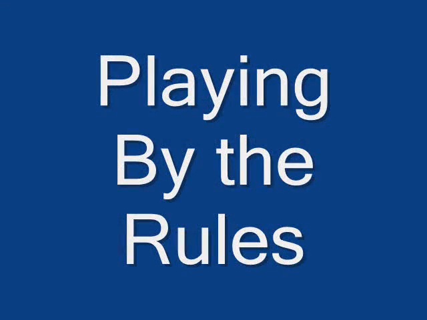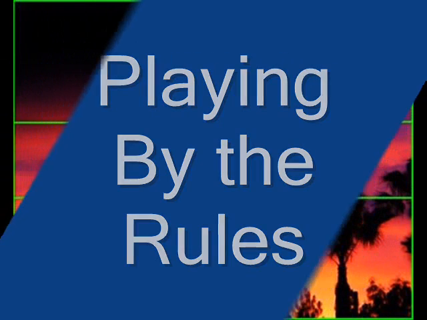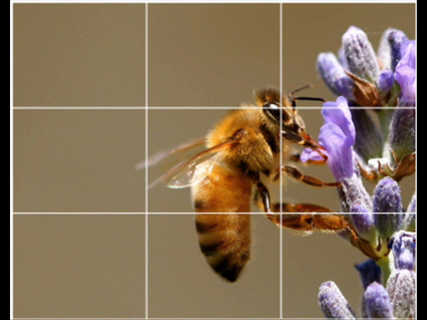The next portion of this video is playing by the rules. Starting out is the rule of thirds. The rule of thirds states that you should mentally divide the frame into thirds, both vertically and horizontally. Place your key subject elements along those lines where the lines intercept will be the best place for your subject.